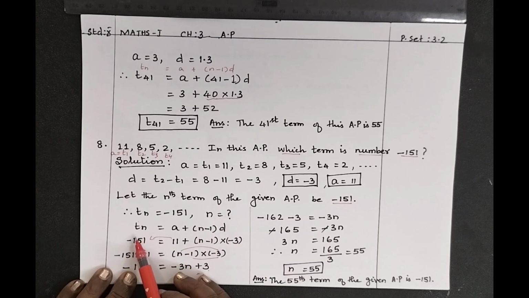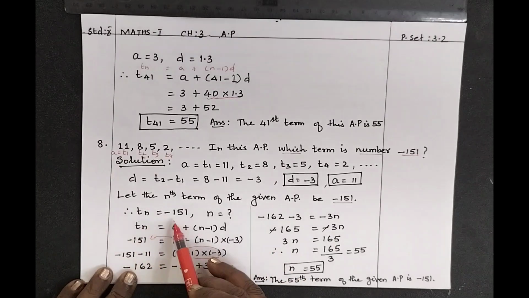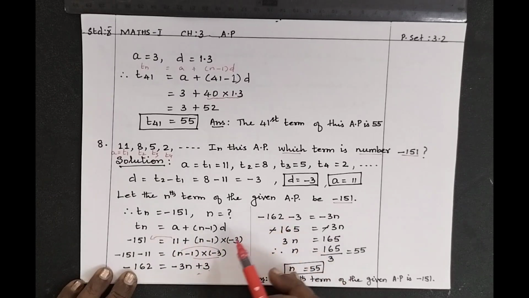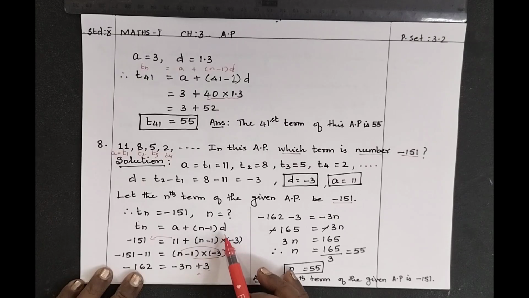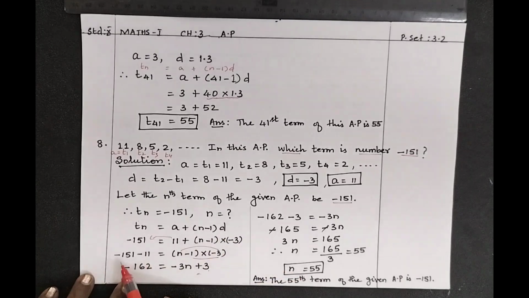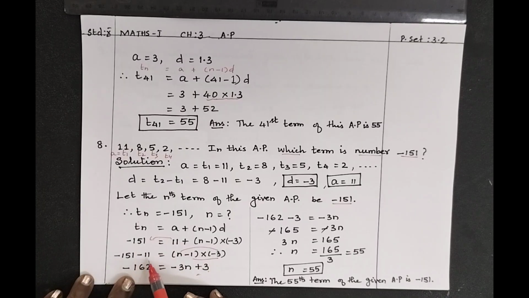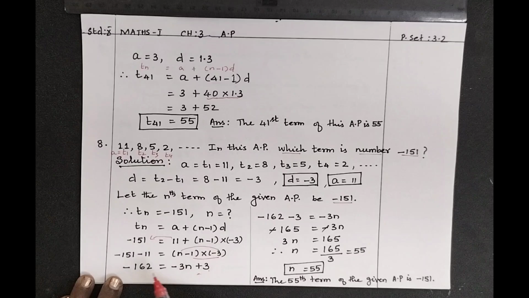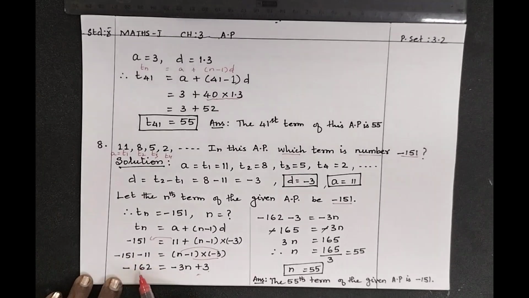So write the Tn formula. Tn is equal to a plus n minus 1 into d. Now substitute the values. Tn is minus 151, which is equal to a, which is 11, plus n minus 1 into d, which is minus 3. Now minus 151, this is plus 11, bring it to the other side, so that is minus 11, which is equal to n minus 1 into minus 3. Now minus 151 minus 11, both the signs are same, so put the same sign and add.